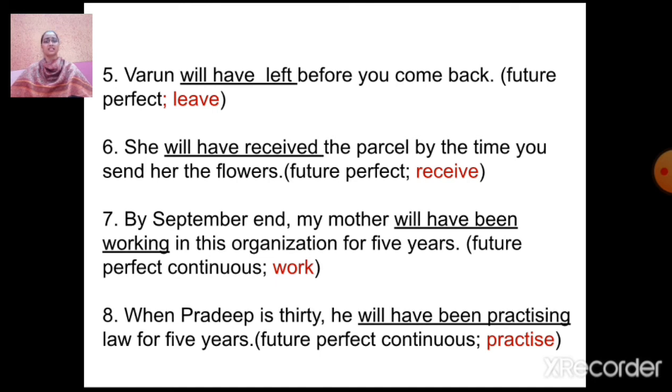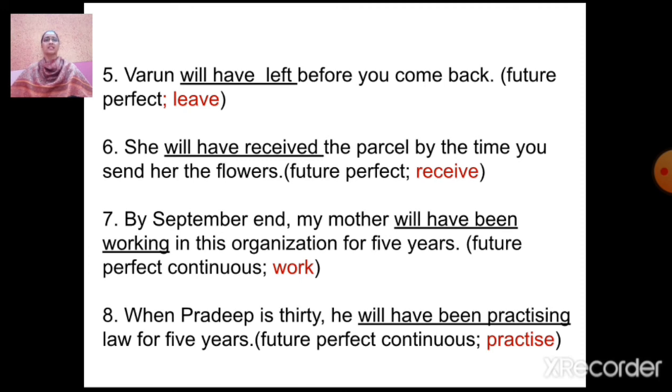Then the next is: by September end my mother ___ in this organization for 5 years. We need to complete this with future perfect continuous. The formula for future perfect continuous is will plus have plus been plus ing form of verb. So just follow the formula. By September end my mother will have been working in this organization for 5 years.